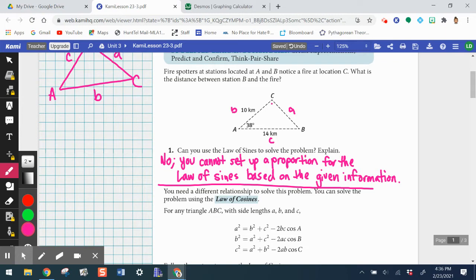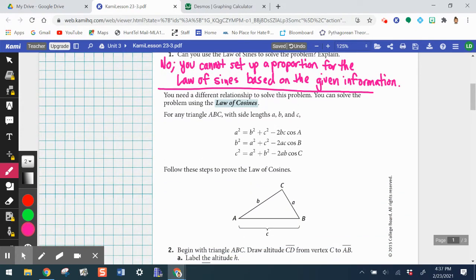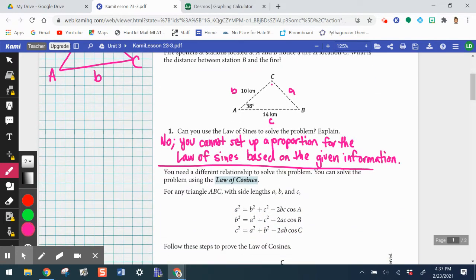Well, in mathematics, there's got to be a way to solve for these missing sides, and in fact, these angles, and it's referred to as the law of cosines. So it says you need a different relationship to solve this problem. You can solve the problem using the law of cosines. And it says for any triangle ABC with side lengths a, b, and c, and remember, in a triangle labeled ABC, the opposite side of vertex A is labeled lowercase a, the opposite side of vertex B is lowercase b, and the opposite side of vertex C is lowercase c.